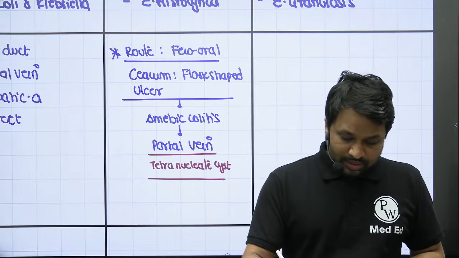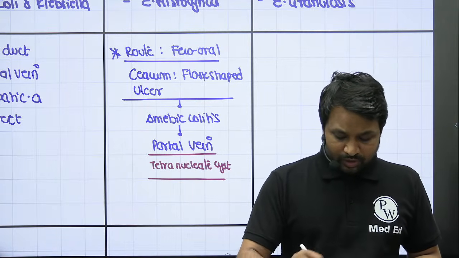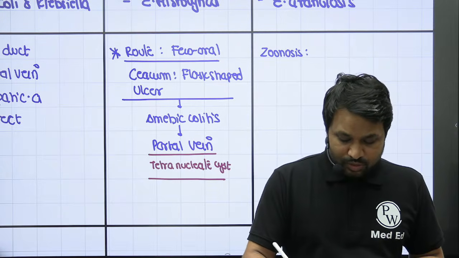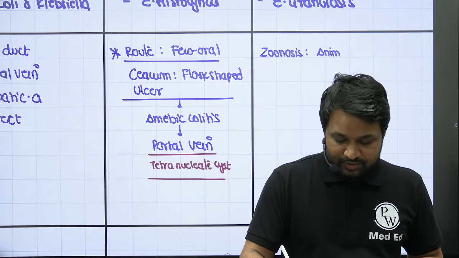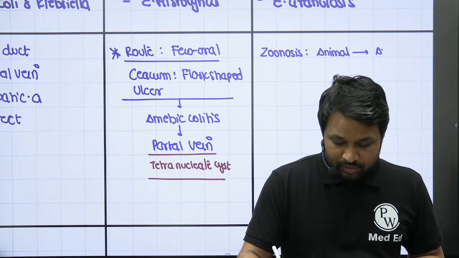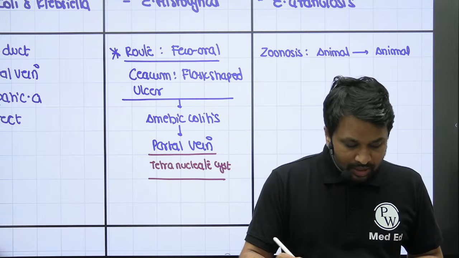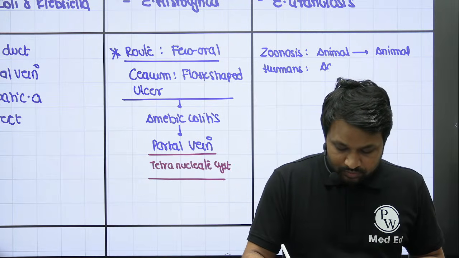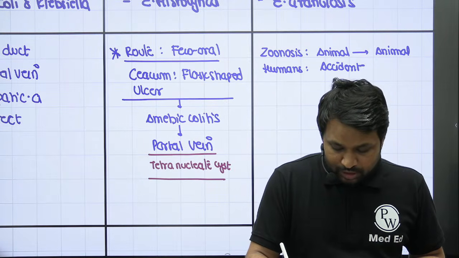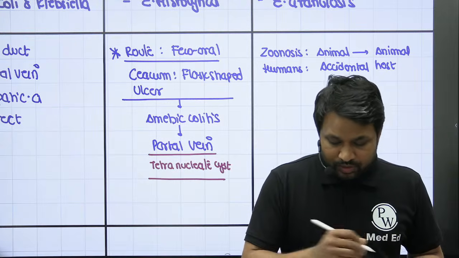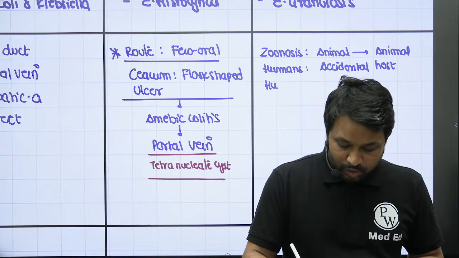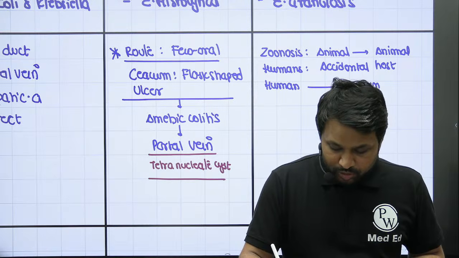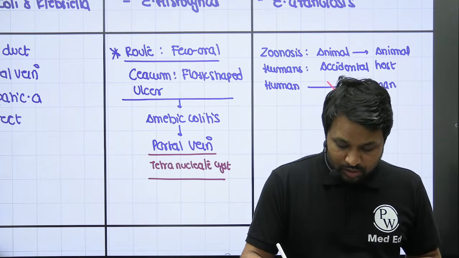Whereas Echinococcus granulosus, you need to understand that it is an example of zoonosis. So when I say zoonosis, this is an infection which usually spreads from animal to animal. Humans are accidental hosts, right? And remember, human to human transmission does not occur.